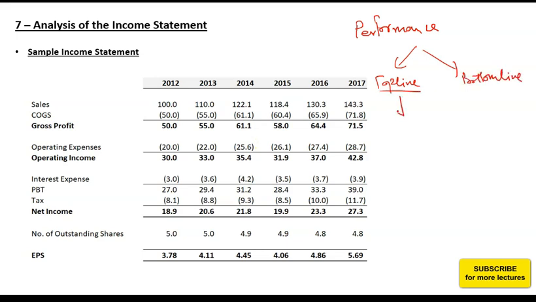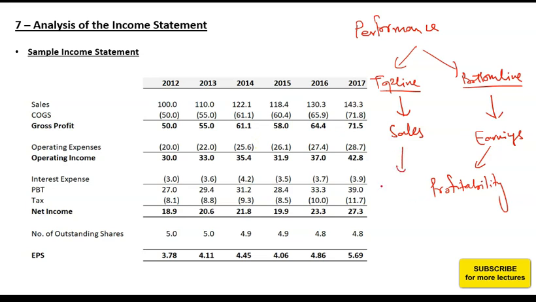Top line is your sales and bottom line is your net income or earnings. And how do you analyze the relationship between top line and bottom line? To analyze that relationship, or analyze profitability. So the two key things to note in the income statement are growth and profitability. Those are the two key factors to analyze.